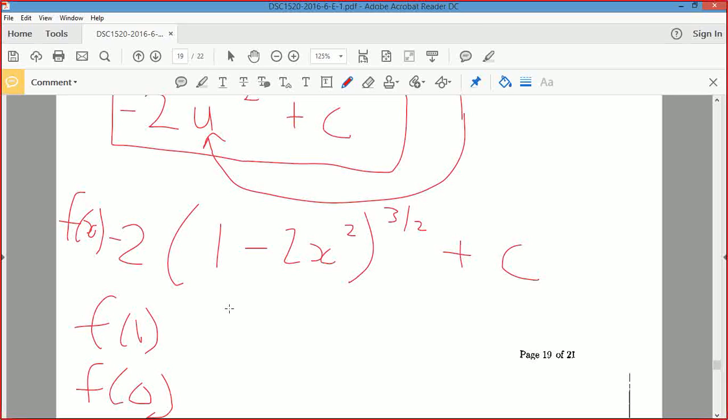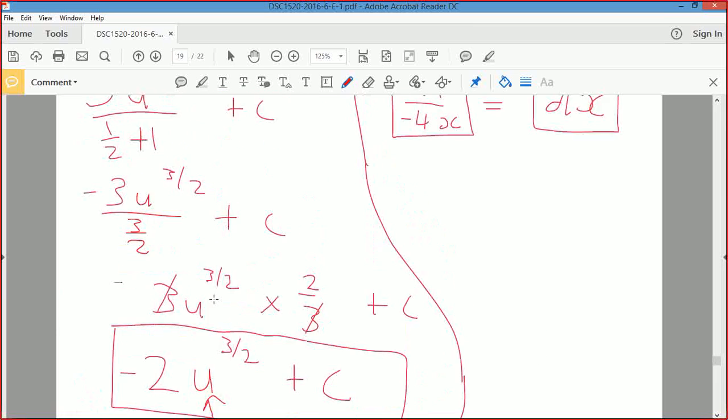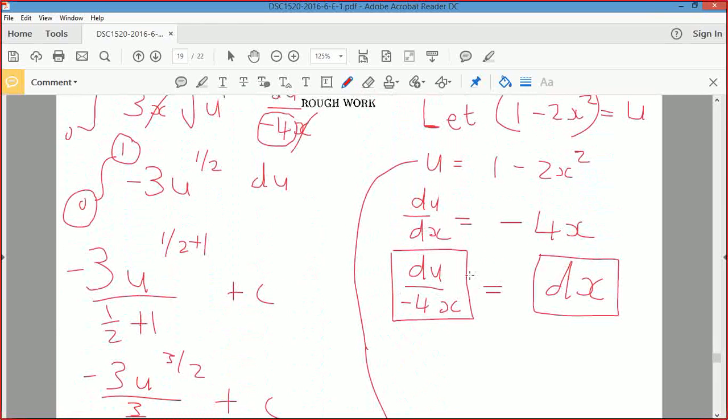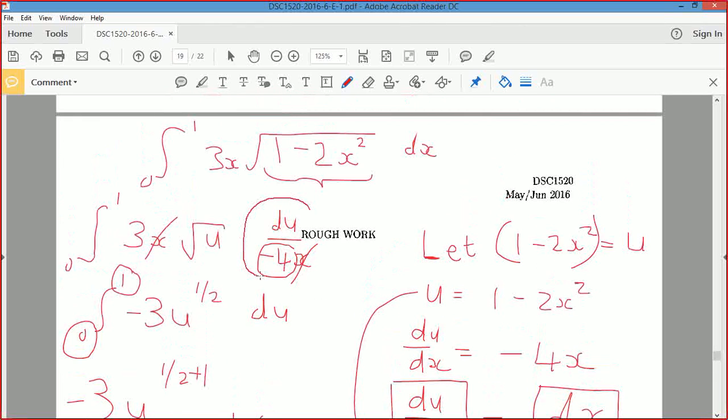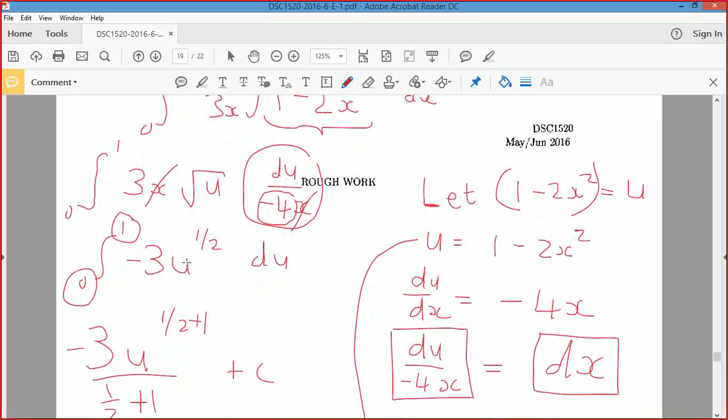Minus 2, because u was negative here. Let's check that. Yeah, du over dx is minus 4x. So dx is du over minus 4x. Okay, so dx went in. There's dx, that went in. So that became negative 4. So that becomes a negative 3, because this was 3 over 4. I cancelled the x's. I'm left with minus 3 over 4.